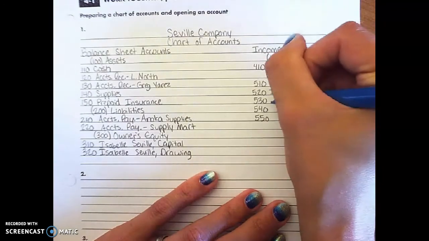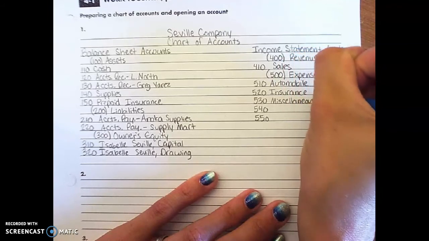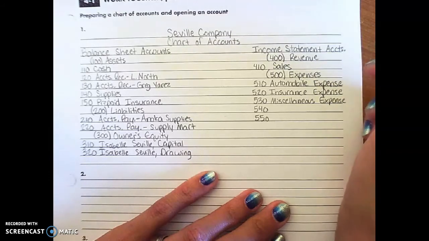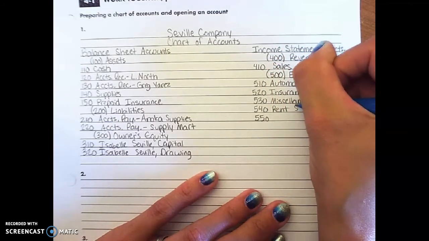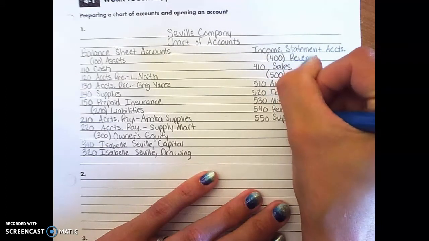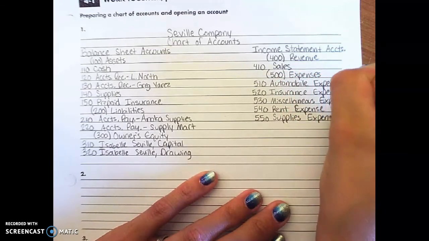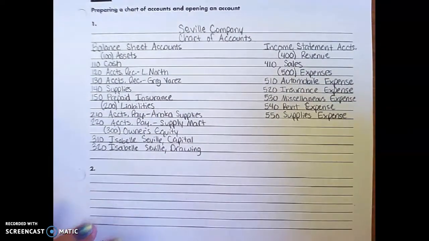Then miscellaneous expense. Then we will have rent and then supplies. Oops. And that is our chart of accounts, which is completed now with our 3 different parts.